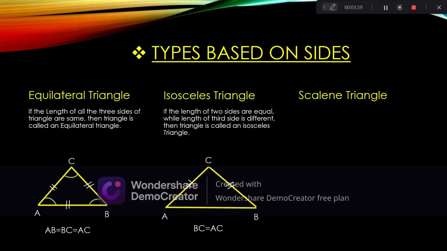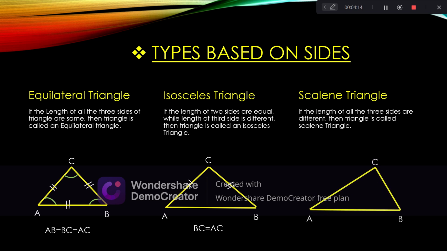Let's move on to the scalene triangle. In a scalene triangle, if the length of all the three sides are different, then the triangle is called a scalene triangle. And as usual, the triangle is made from 3 points, point A, point B, point C. Now I will not mark the equality sign on any side because the lengths of these sides are different. In summary, a scalene triangle is a triangle in which all the three sides are different in terms of length.